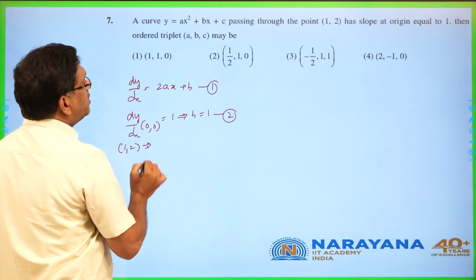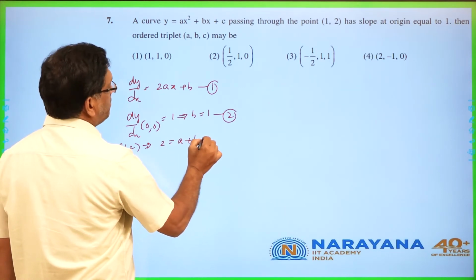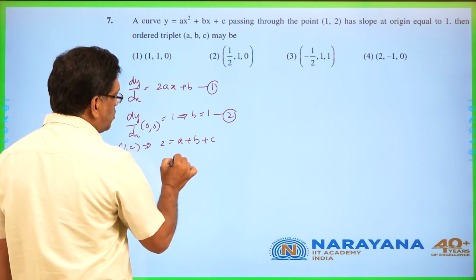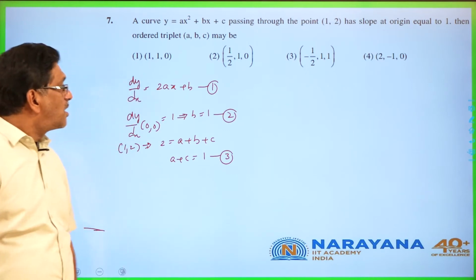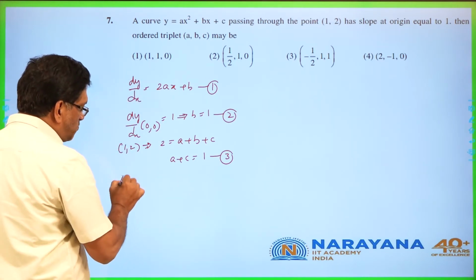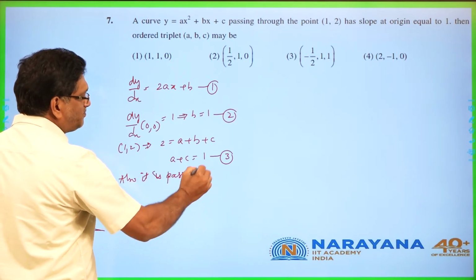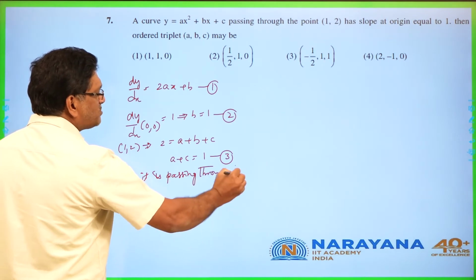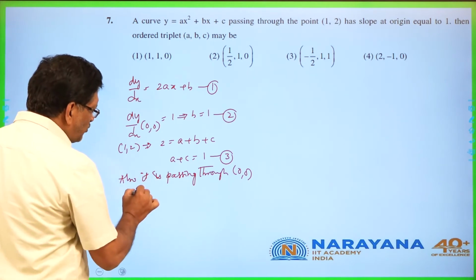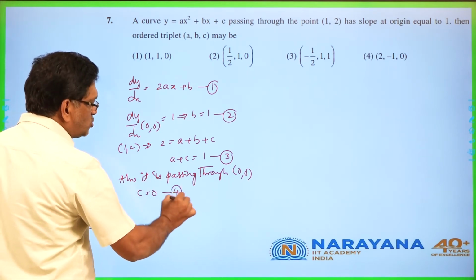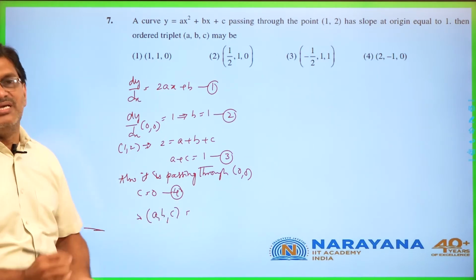And it is passing through the point 1, 2. So let us substitute it. 2 equals a plus b plus c. Since b equals 1, a plus c is 1. One more equation. Right? And also it is passing through 0, 0. So if you substitute, you will get c equals 0. So therefore, the ordered triplet ABC he is asking.